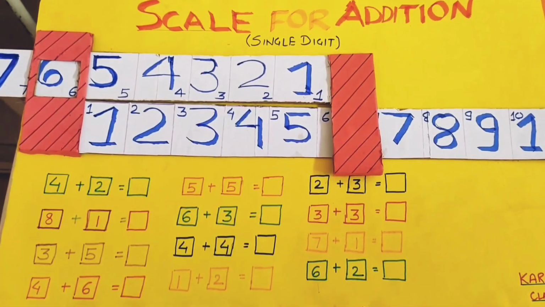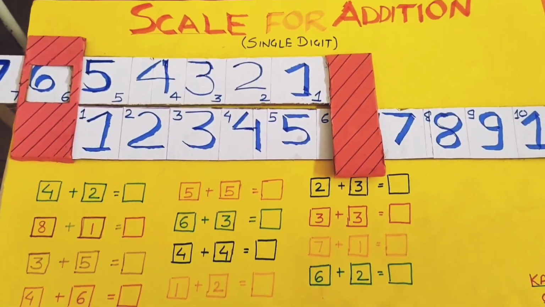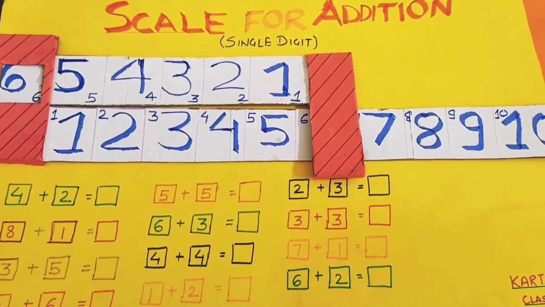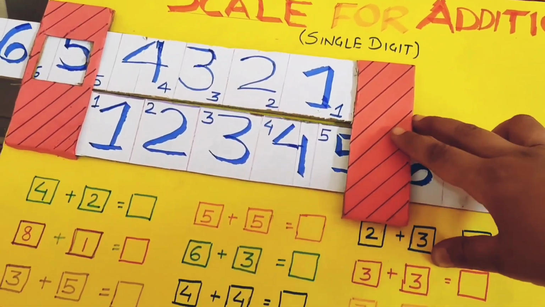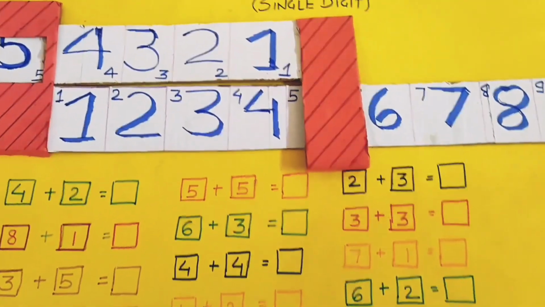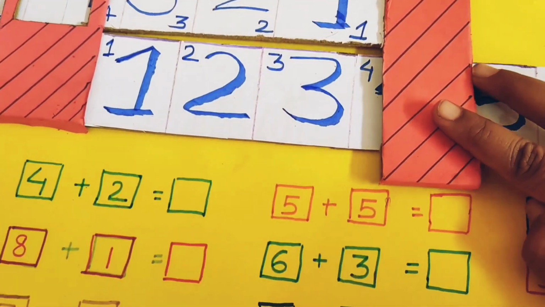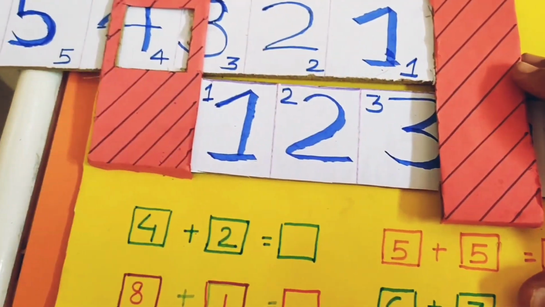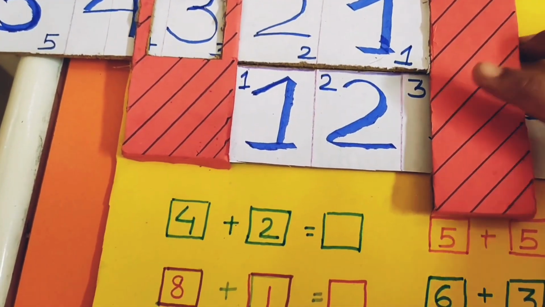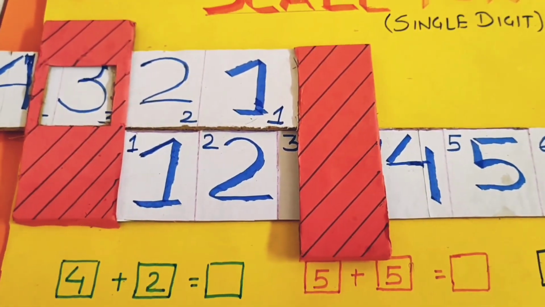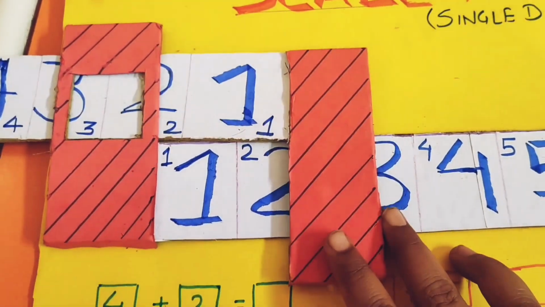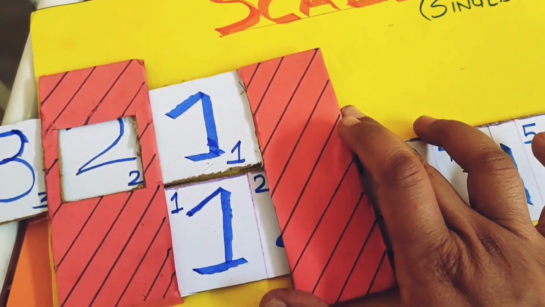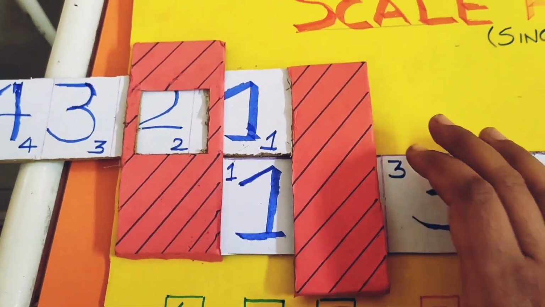Another magic of this scale for addition is if we want to add 1 to any number, we can get the answer directly in the square box. Like here, 3 plus 1 equals 4, 2 plus 1 equals 3, and 1 plus 1 equals 2.